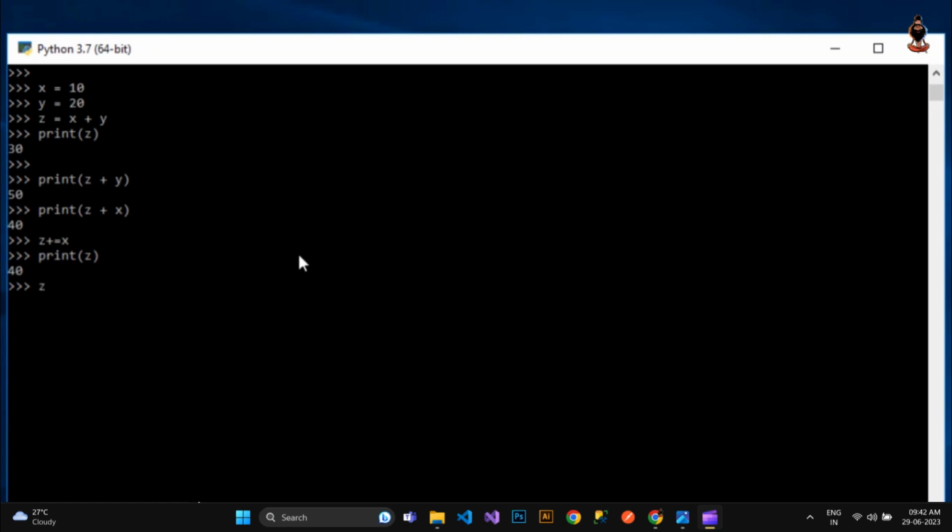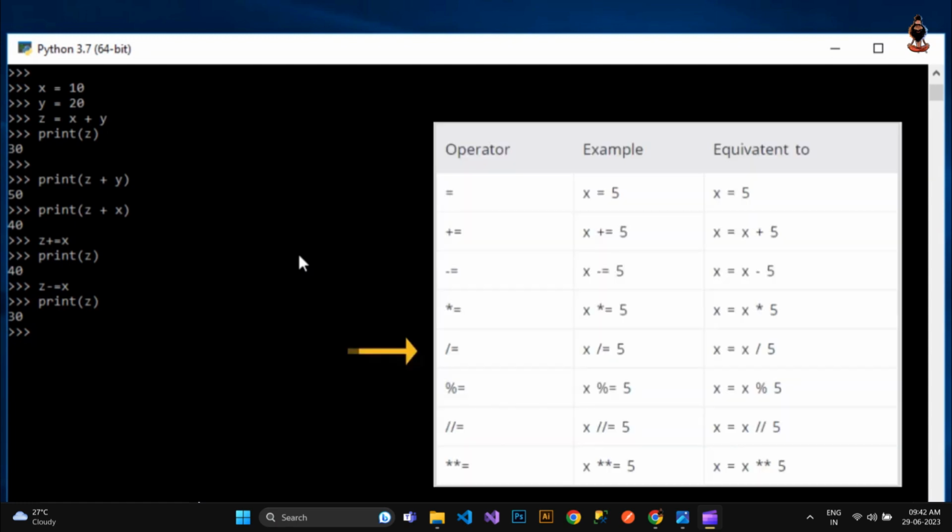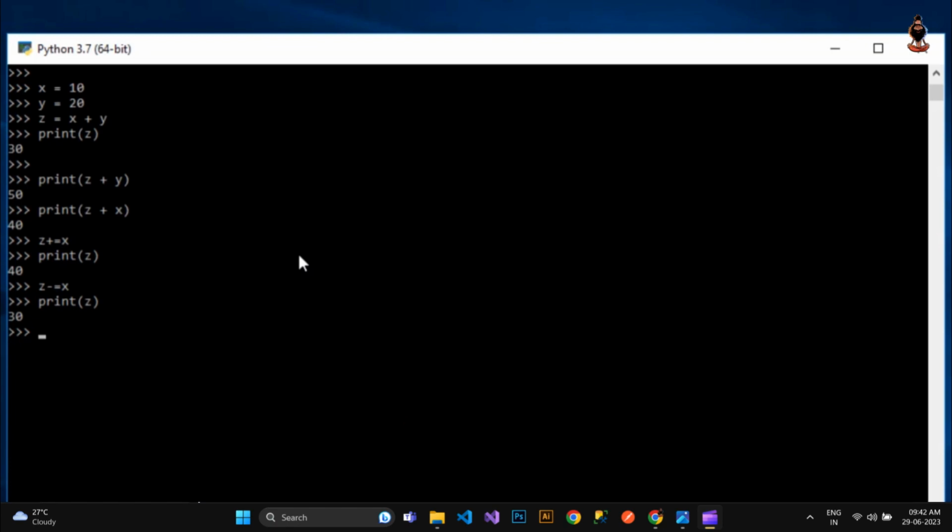What if I need to perform z equals to z minus x? Same thing. What I can do is z minus equals to x. And if I print the value of z, you will get the subtraction of x. Now there are a few more things that you can do. You can also perform this for division, modulus, exponent, and also for floor division, and they would work the same.